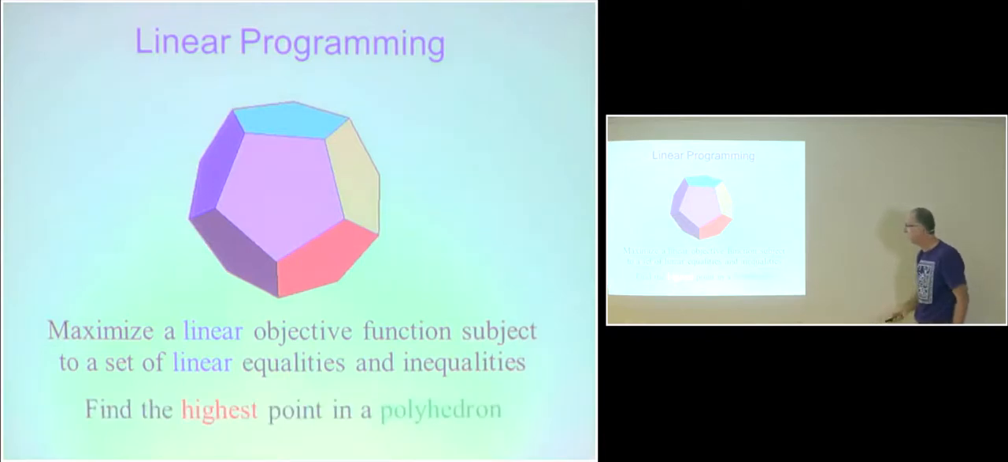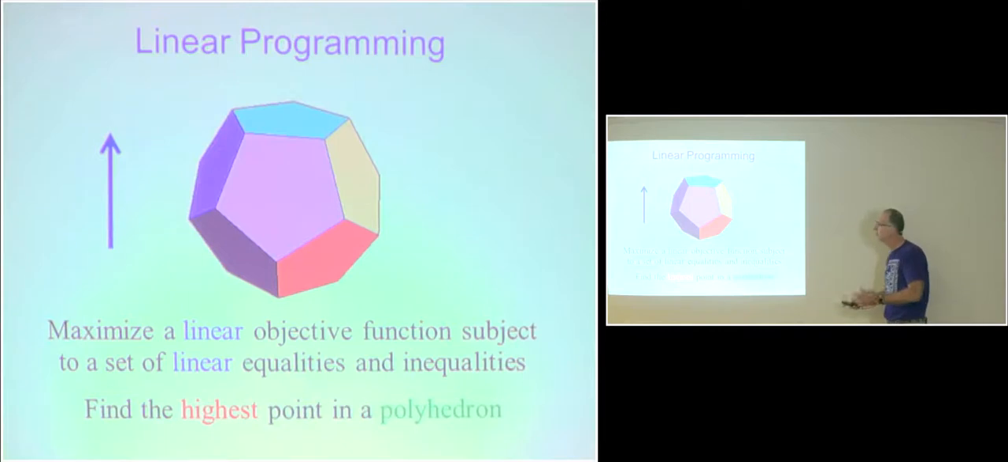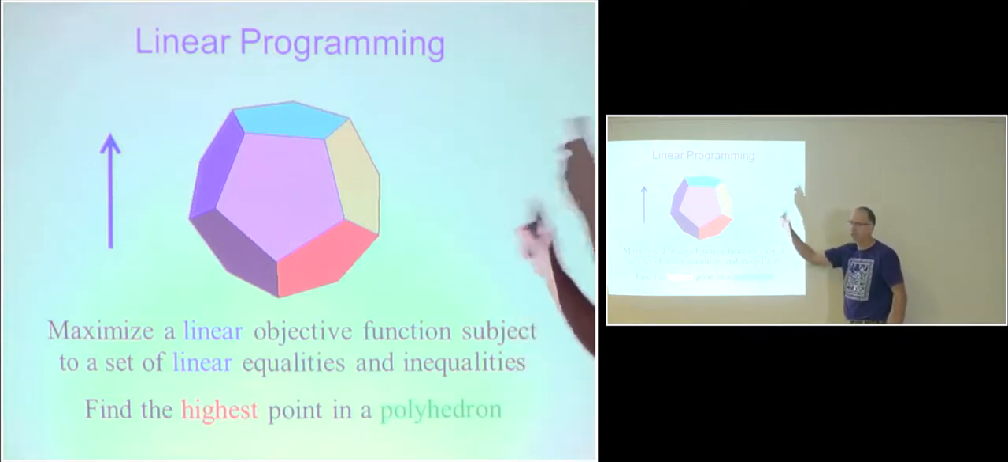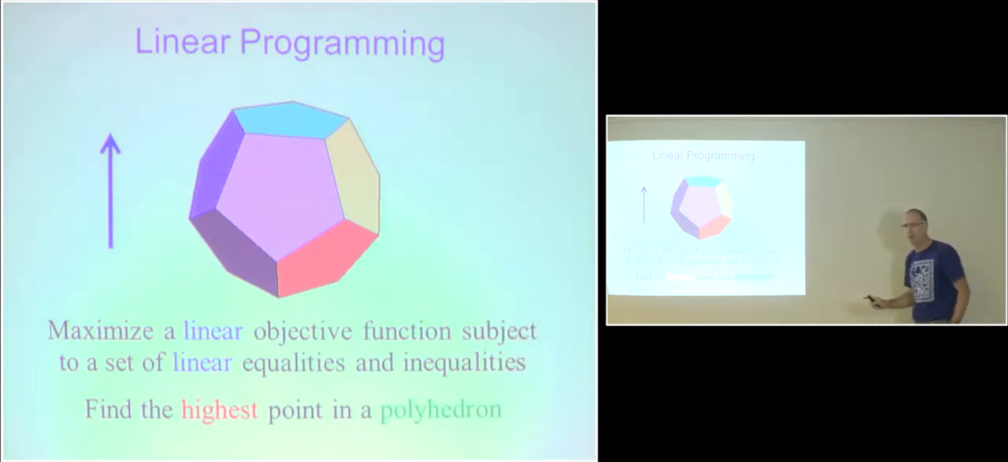Okay, and we have some objective function, but without loss of generality, we can assume that this objective function just points up. Then the problem boils down to finding the highest point in a polyhedron. In this specific case, this is the solution. This is the highest point in this polyhedron. Okay, that's linear programming, right?